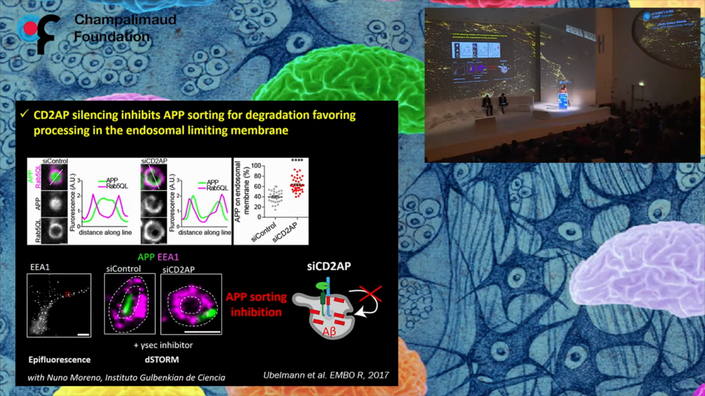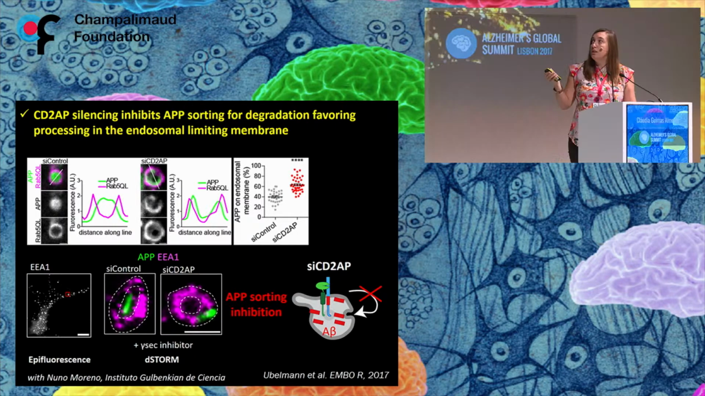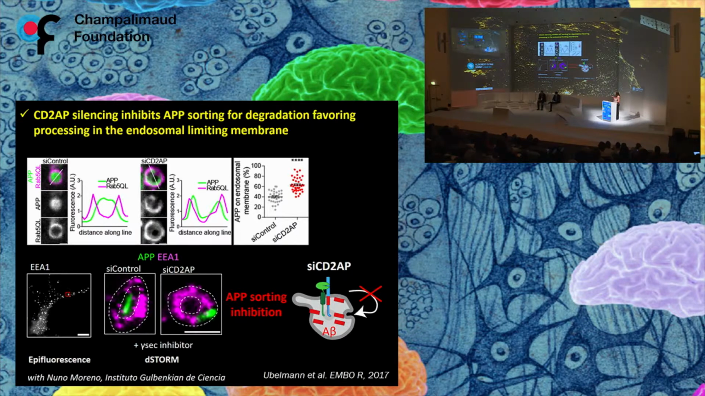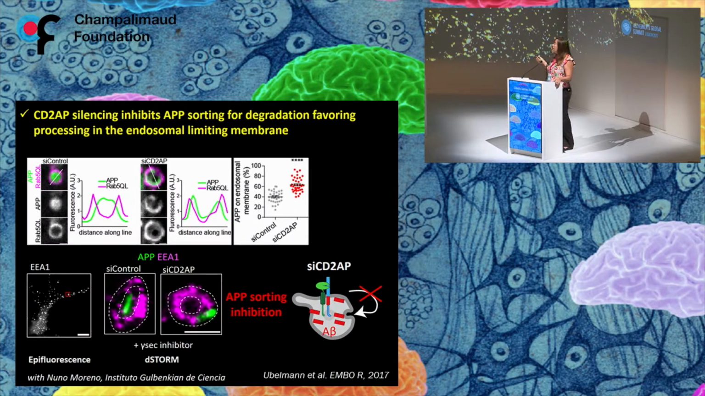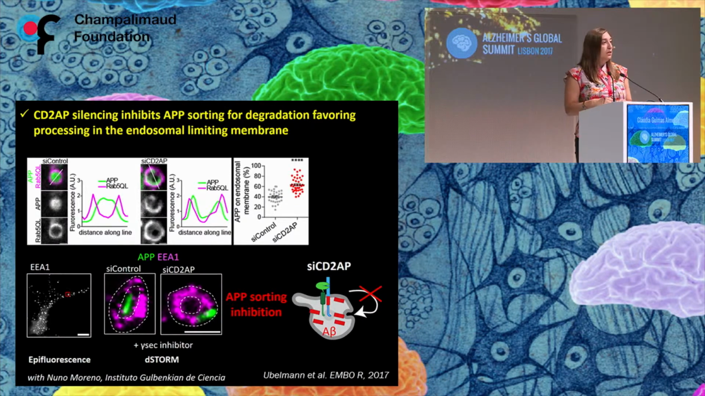While when we knock down CD2AP, we see that what CD2AP is really doing is controlling the localization of APP within the endosome. You see that APP now is no longer in the lumen. It shows this donut shape just like the membrane marker. So APP is maintained on the membrane. And we can only see it because we did this imaging in the presence of an inhibitor of APP processing. Because if we don't do it, we see no APP on endosomes.